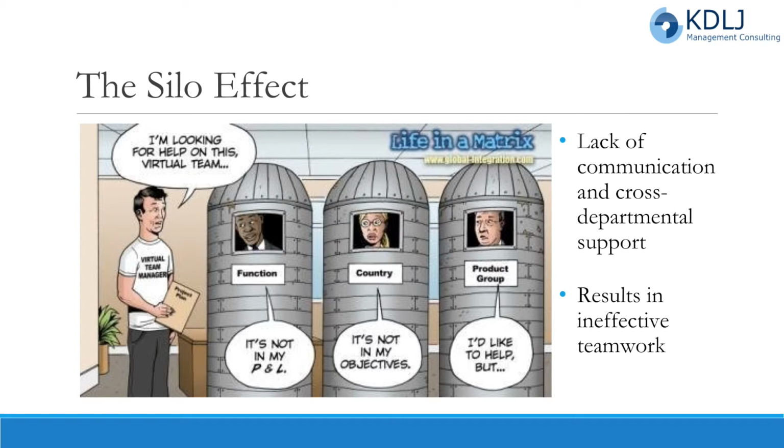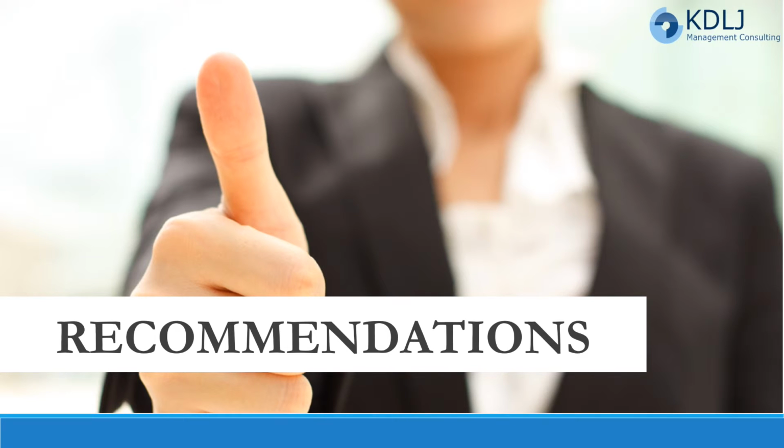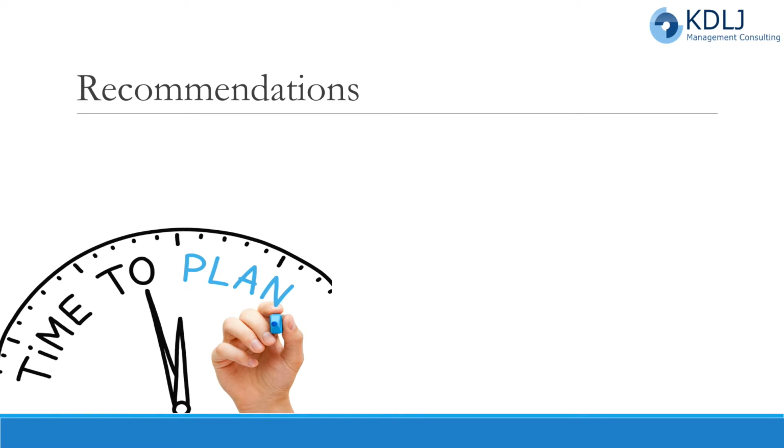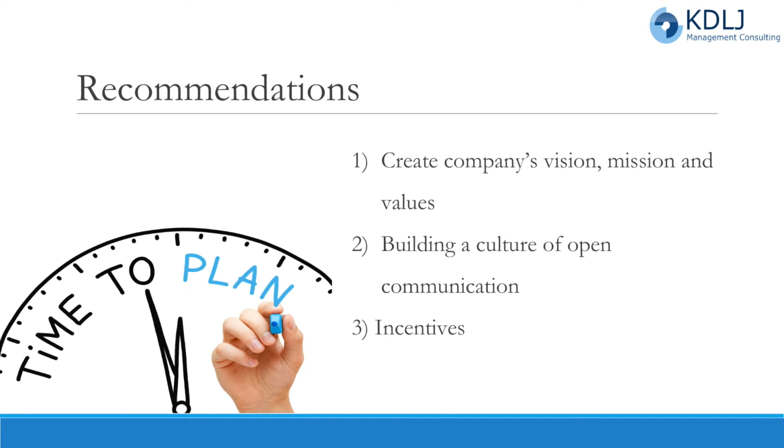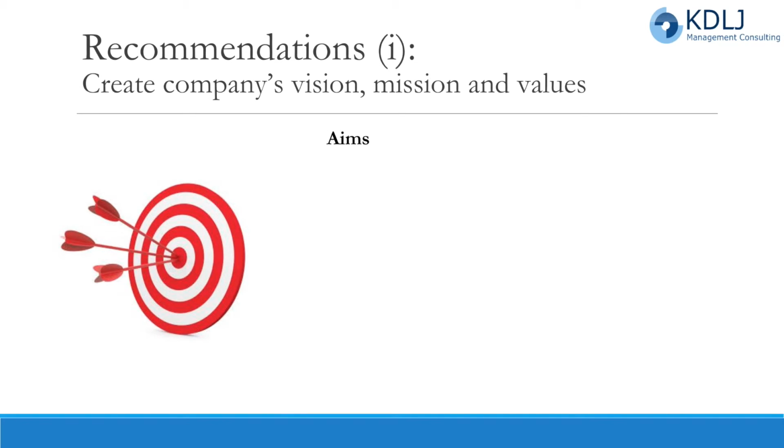Having looked at the issues leading to the failure of Hasbro Interactive, what could be done to prevent a repeat of this failure? Based on the issues highlighted, 3 areas of recommendations were developed. These 3 areas are the creation of a company vision, mission, and values, building a culture of open communication in Hasbro, and incentives. The first set of recommendations focus on the vision, mission, and values of Hasbro.